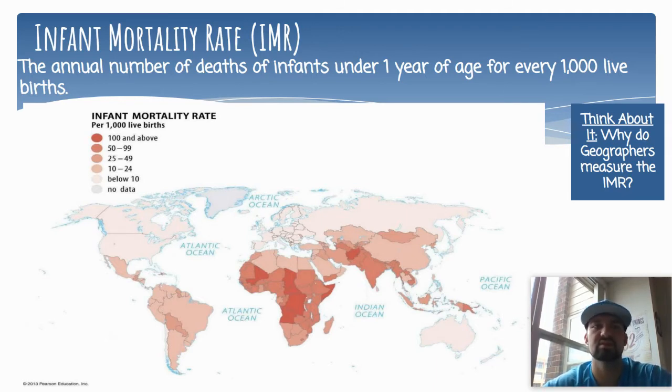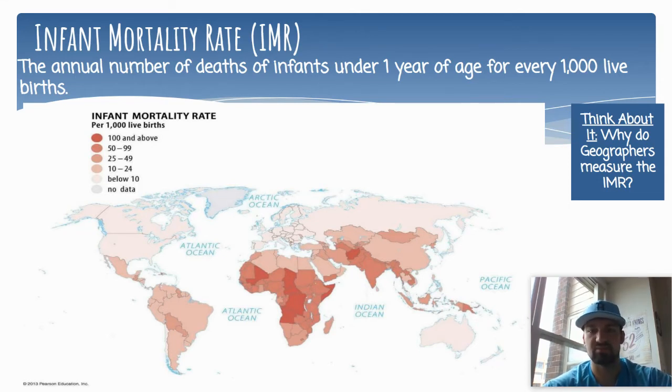So total fertility rate is how many children a woman can expect to have. Infant mortality rate is the annual number of deaths of infants under 1 year of age for every 1,000 live births. The reason we might look at the infant mortality rate is to see where nonprofit organizations can go to give medical supplies to help their healthcare system keep these babies alive, maybe to go and support these new mothers.